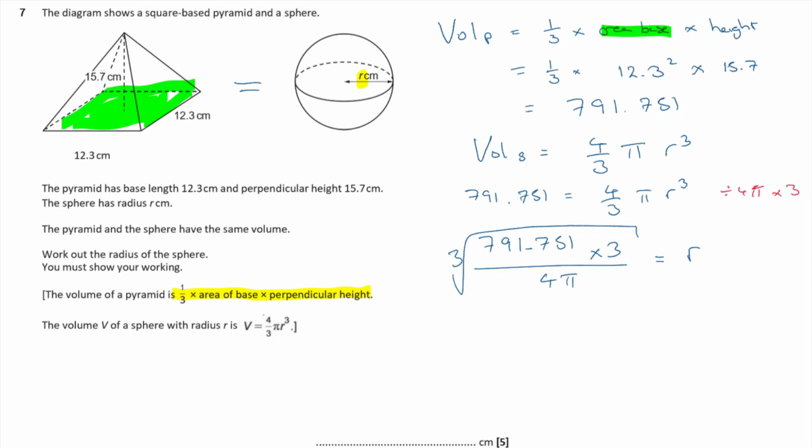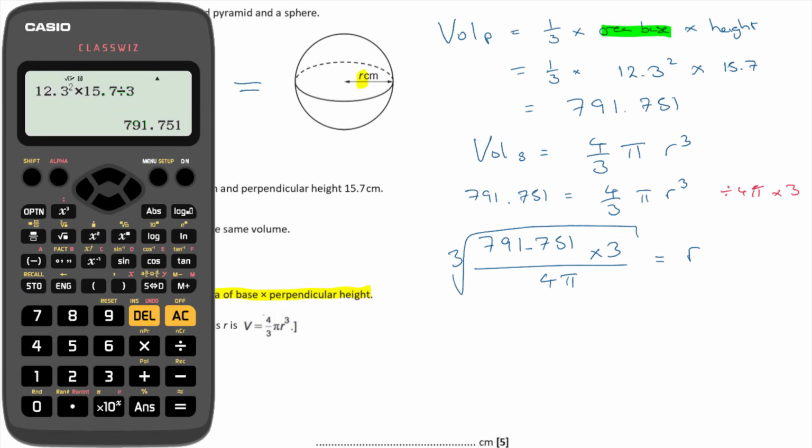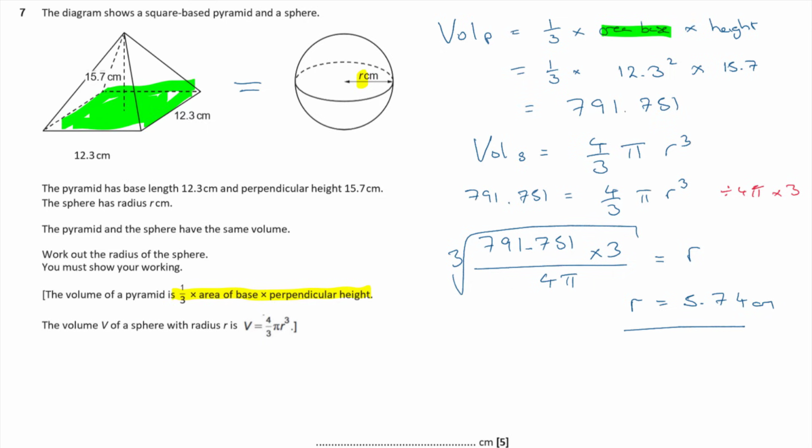Right, so let's type that in. So I'm going to use the root sign first. So cube root, shift, there it is. Shift cube root, and then I'm going to use the fraction key. 791, well, it's actually my answer, so I'm just going to press answer, times by 3, and on the bottom I'm going to have 4 pi. Okay, what's that then? That's 5.7389. I'm going to round it off to 3 significant figures. I'm going to say r is 5.74. r equals 5.74. Unit, centimeters.